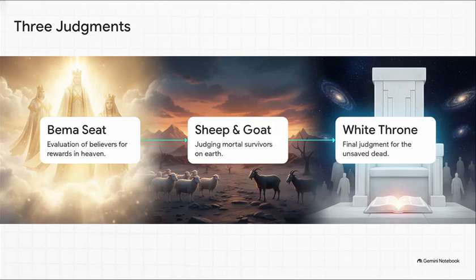Second is the sheep and goat judgment. That happens on earth right after Armageddon, judging the mortal survivors based on what they did during the tribulation. And third is the great white throne judgment. This one waits until the very end of the millennium, and it is the final judgment reserved specifically for the unsaved dead. The timing and the audience vary drastically for every single one of them.